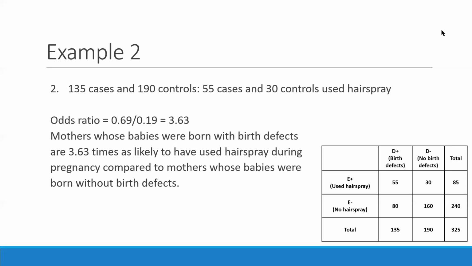But we cannot say here the opposite thing. That means not all the mothers that use hairspray have a chance 3.6 to have a defect. You're absolutely right. So we cannot say, technically, that women who use hairspray are 3.6 times more likely to have congenital birth defects. That you could say in my design.